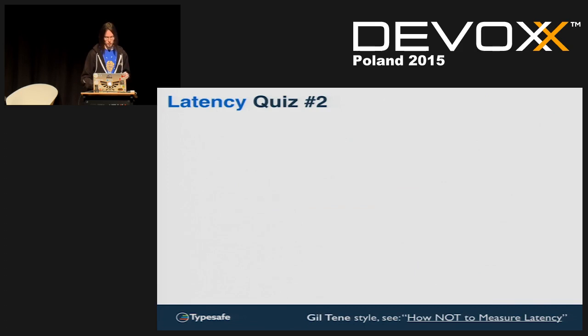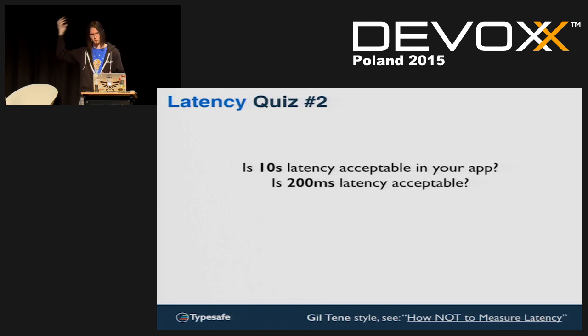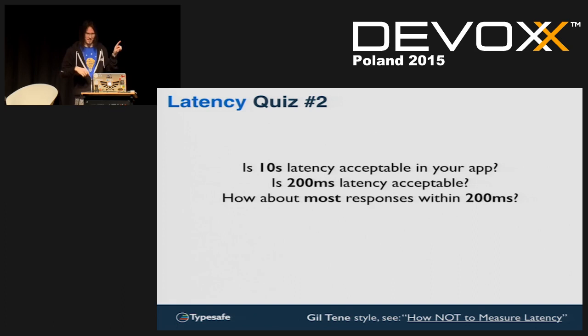Okay, so another quiz. Hands up, and this is going to be a rather weird question: is a 10-second latency applicable and fine in your application, on your day job, for one request? Okay, we have a guy who thinks it's fine. So is 200 milliseconds fine for one request? Yeah, more people raise their hands. And I'm curious at which point you'll notice that these are trick questions. But they are. What do I mean by trick questions?